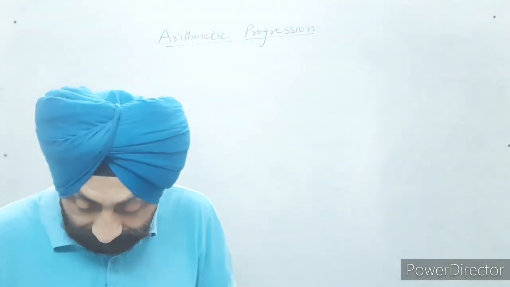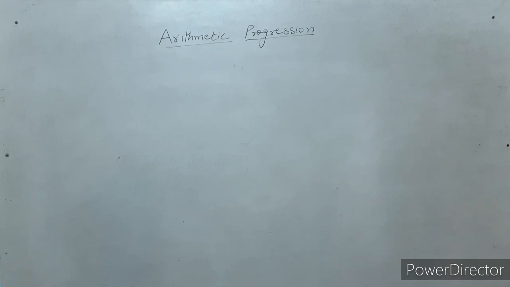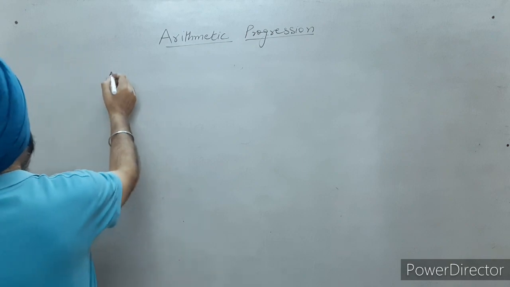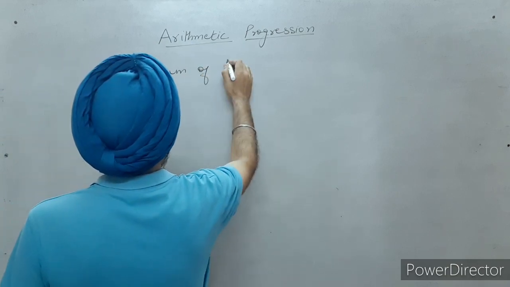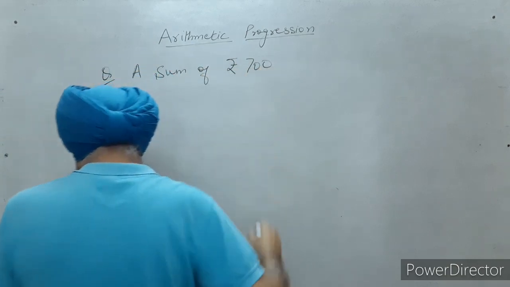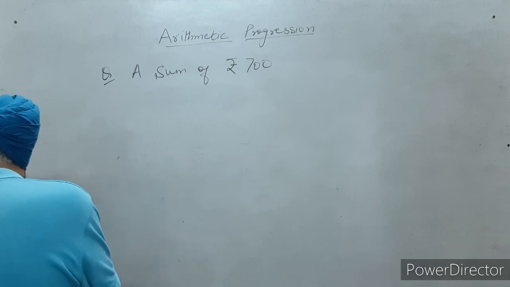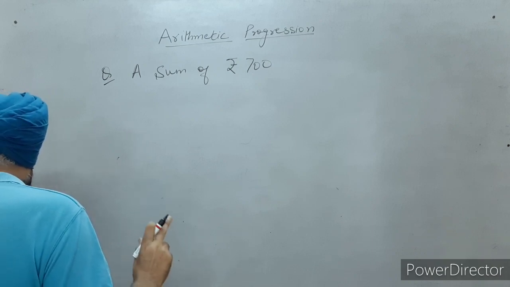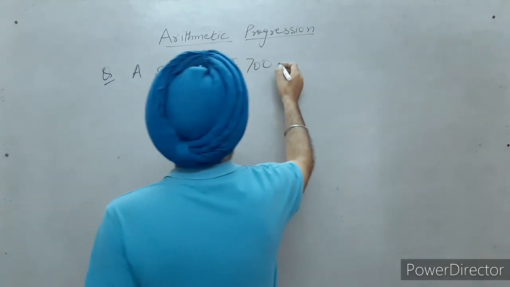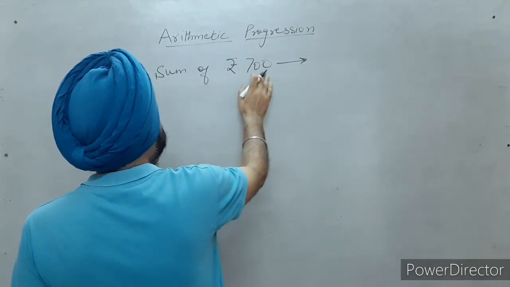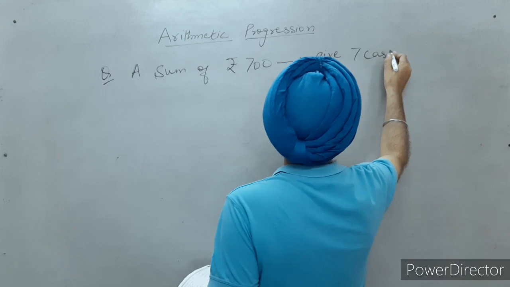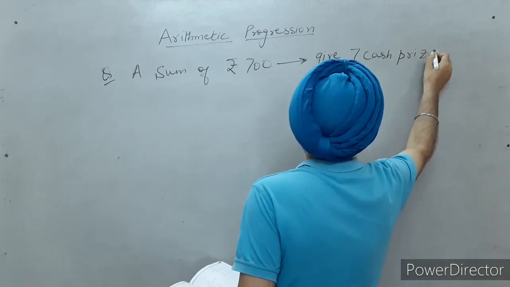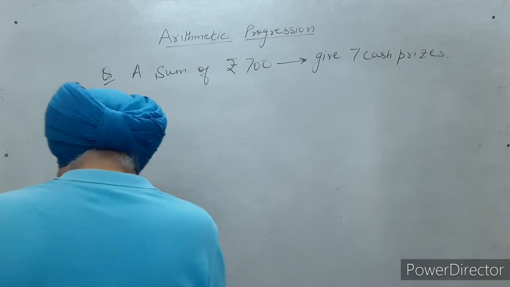Another question is, it's a very good sum. A sum of rupees 700 is to be used to give 7 cash prizes. This sum of rupees 700 is to be used to give 7 cash prizes.